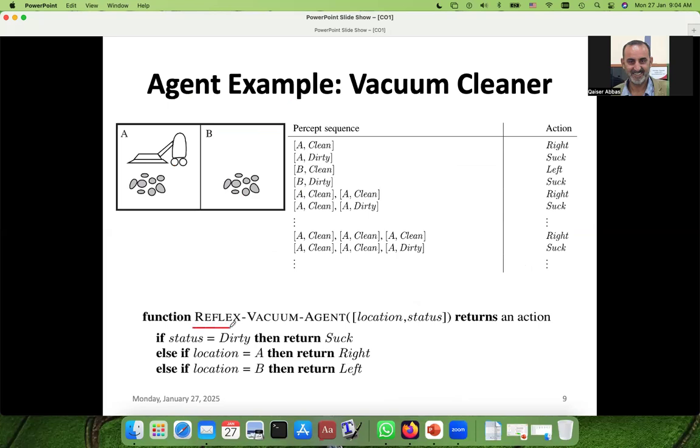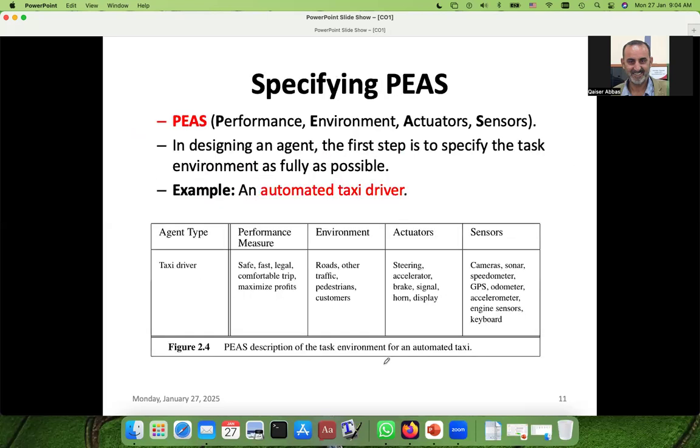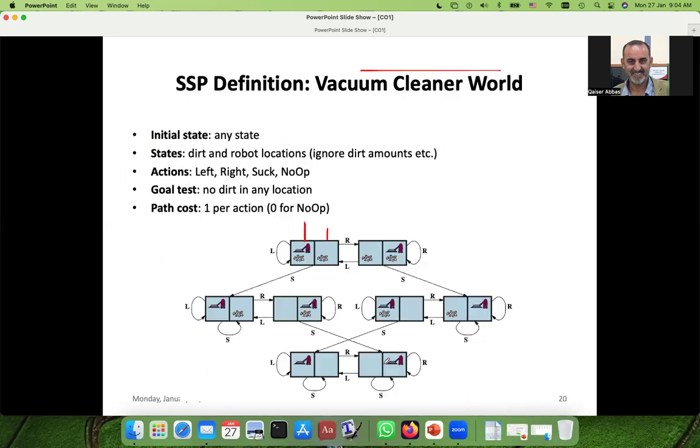If it finds dirt, it will start sucking; that is the first condition. If there is no dirt, then it checks whether it is at location A, and then performs right. And if it is not location A, and it is B, then it performs left. So this is called what function? This is the action function for the agent. Now we have to do something according to that.